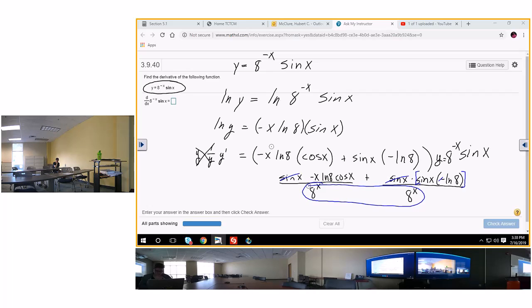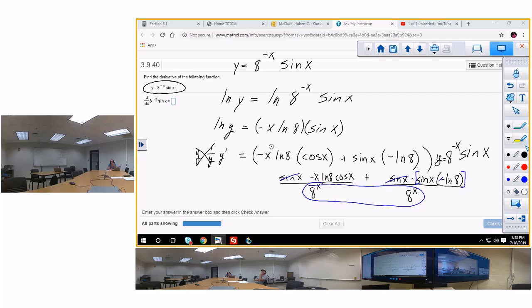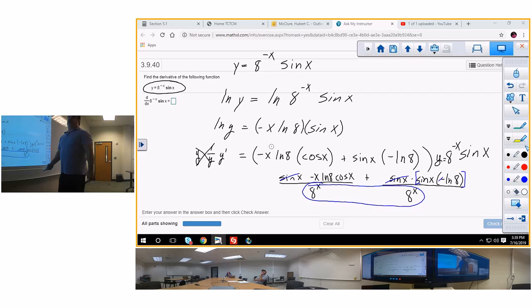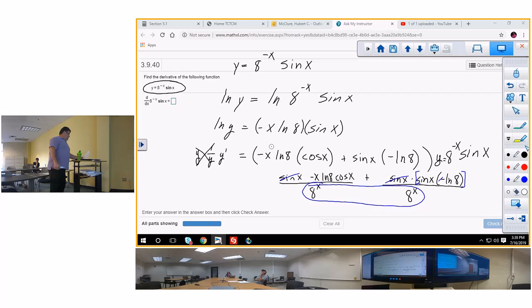What did you say the final answer was? We'll get to that in just a second. Hold on just a second. Just go to the next page and I'll give it to you, but I don't want to write it down yet. That's why I don't want to give it to you. It's cosine of x, parentheses, 1 minus natural log of 8 times the sine of x over 8 to the x. And we'll get to that in just a minute.